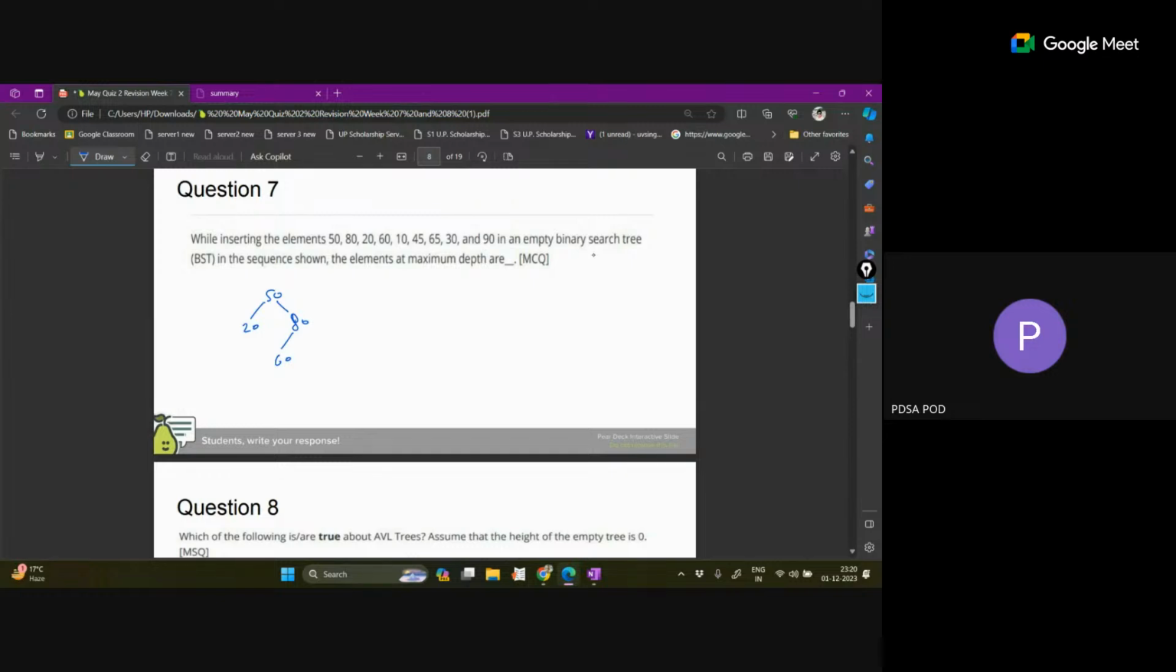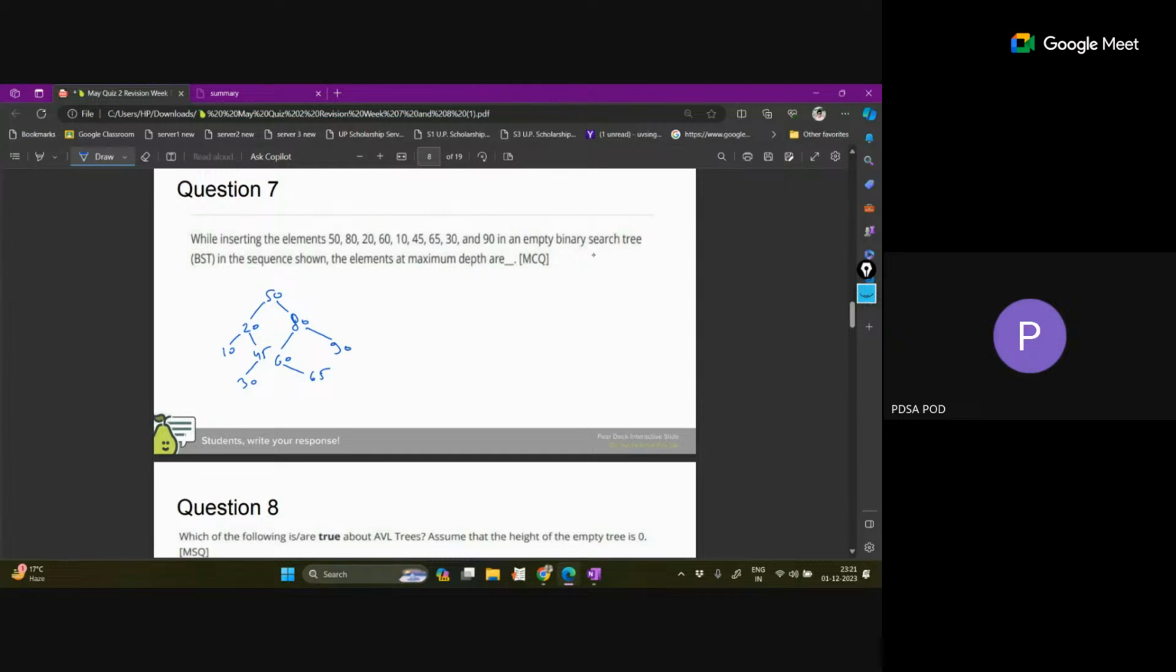10 is smaller than 50, then smaller than 20, so 10 will be added here. 45 is smaller than 50, greater than 20, so 45 will be added here. 65 is greater than 50, but smaller than 80, then greater than 60, so 65 will be added here. 30 is smaller than 50, greater than 20, smaller than 45, so 30 will be added here. 90 is greater than 50 and greater than 80. Okay, 90. During the insertion in a binary search tree, always start the comparison from the root node every time, and move accordingly, and once you find the empty place, add.